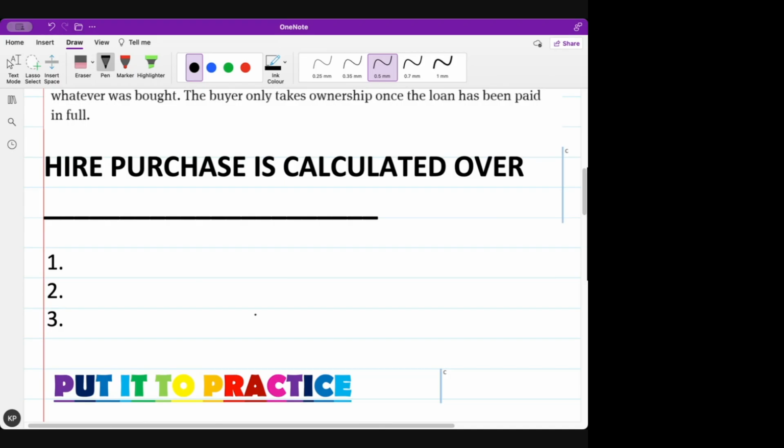The buyer only takes ownership once the whole loan has been paid in full. Now, hire purchase is calculated over 3 steps. And I see Abu has one of my steps in the chat already. Step 1 is to calculate the deposit. So they'll give you a percentage.